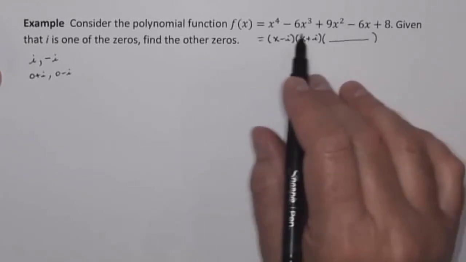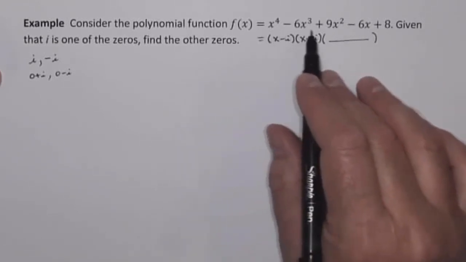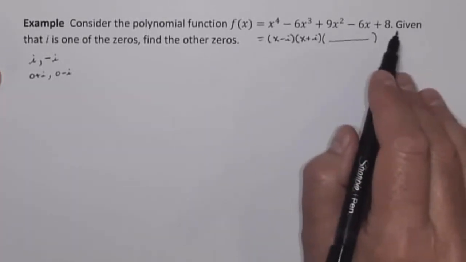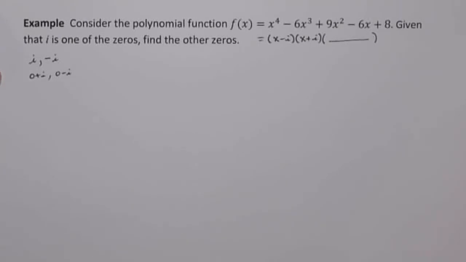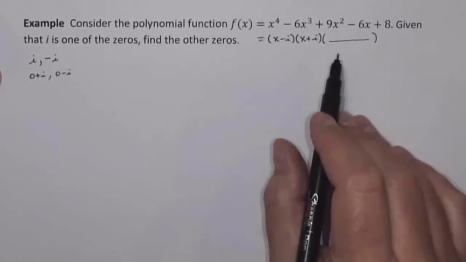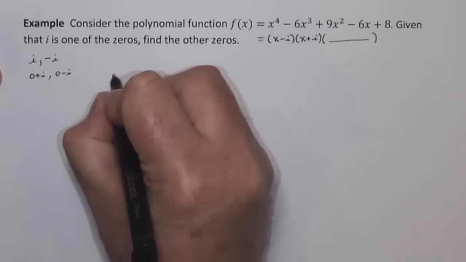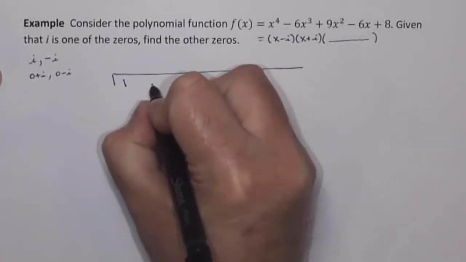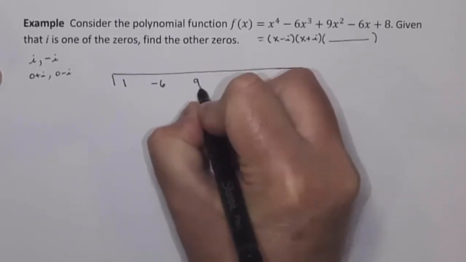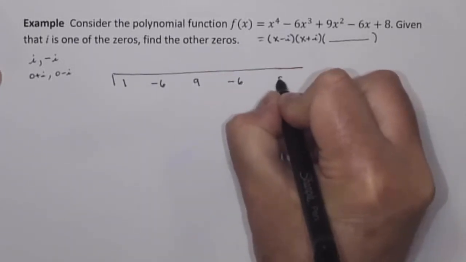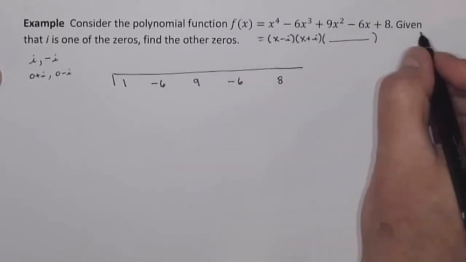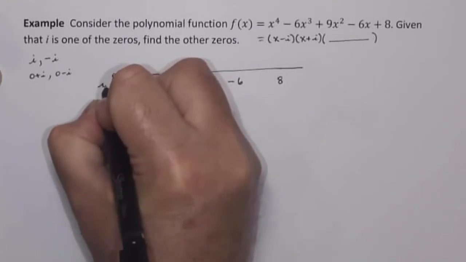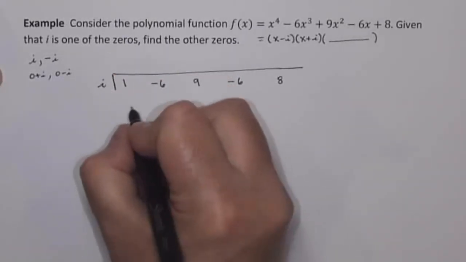So again, if x minus i is a factor, then that means it should divide into this polynomial evenly. If x plus i is a factor, then it should also divide into this polynomial evenly. And so I'm going to use synthetic division to do that division. So I'm going to write down the coefficients 1, negative 6, 9, negative 6, and 8, the coefficients of our polynomial function. And again, I'm going to divide by x minus i, which means i goes out here.